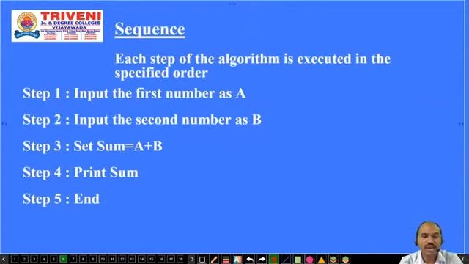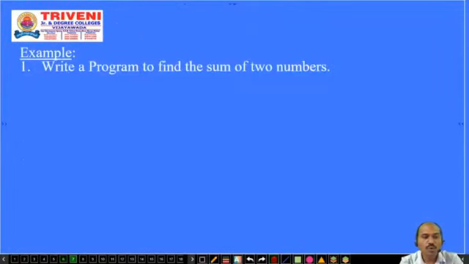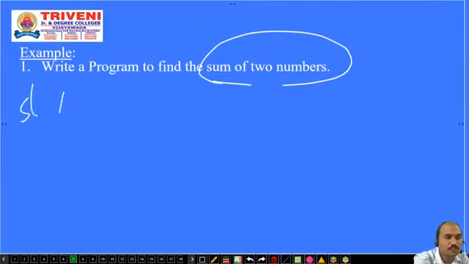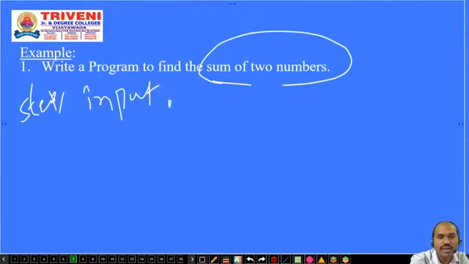Okay, next we will see how to write a program for the sum of two numbers. I already explained the algorithm, and based on the same algorithm we write the program. That is very simple. The first step is input of A. The second step is input of B.